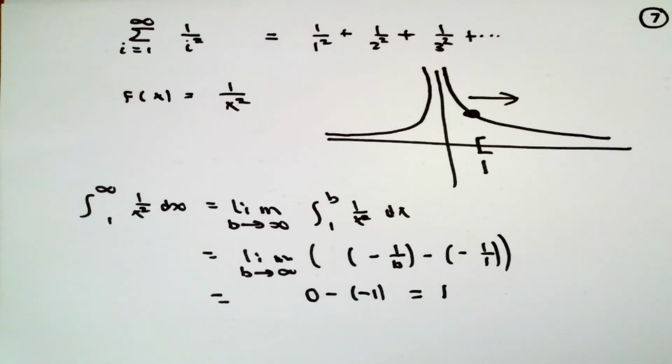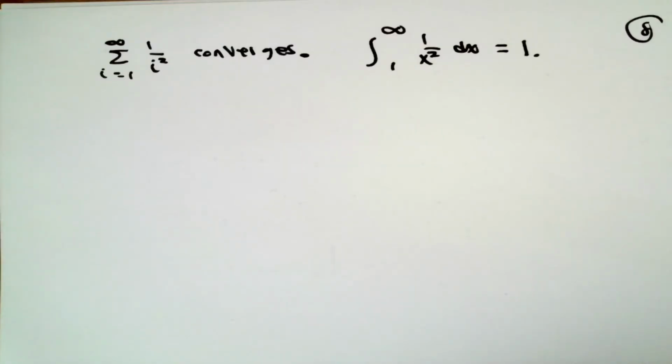Calculating the corresponding integral, it converges to 1. By the integral test, the sum from i equals 1 to infinity of 1 over i squared converges. I wanted to do this one separately because of something that I want to point out here. Because the integral worked out to be a finite real number, that tells me that the infinite series converges.